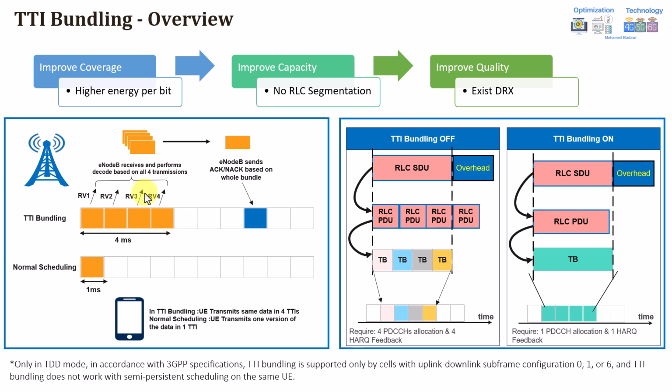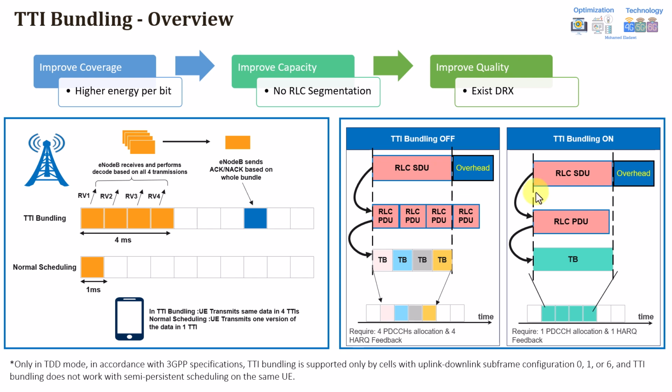So this will have a good performance. The second and the most important part as well, now we explain that in terms of coverage, you will have a higher energy per bit, so it will improve your uplink path loss, uplink coverage by around 2 to 3 dB, sometimes up to 4 dB. But still, you also have some capacity gain. How can you observe this capacity gain based on TTI bundling?